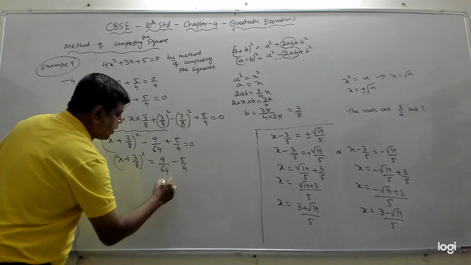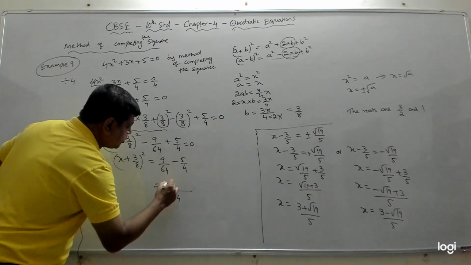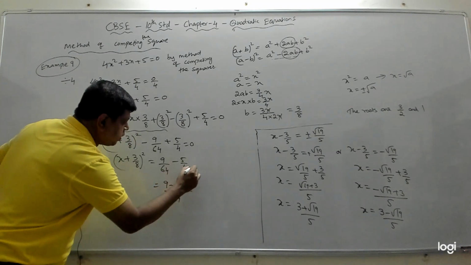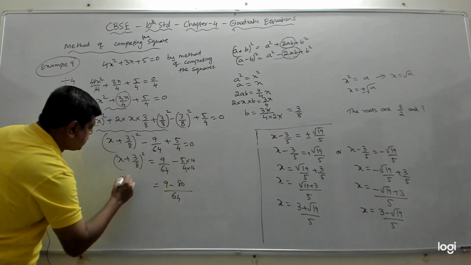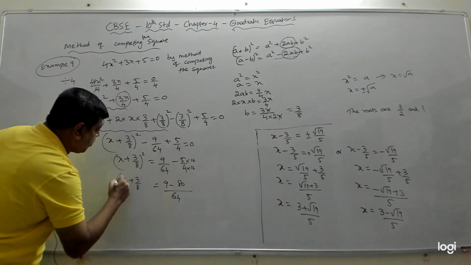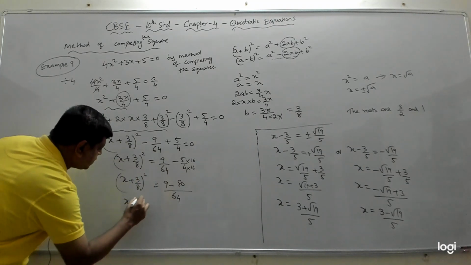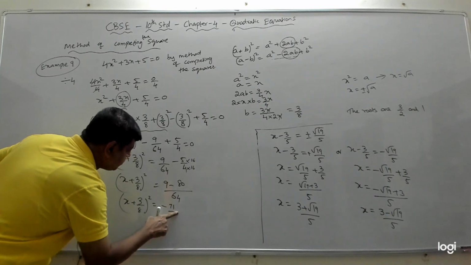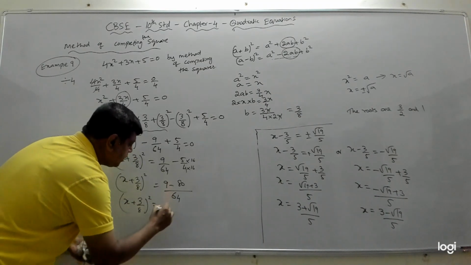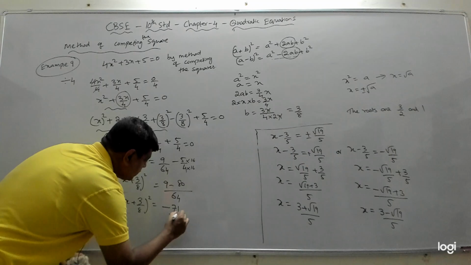Now we should add the fractions. 64 is the LCM. So 9 minus, this is 4 into 16 is 64, so 5 into 16, which is 80. And this will be (x + 3/8) the whole square. So which means (x + 3/8) the whole square is equal to minus 71 by 64. Because 9 minus 80 is minus 71 by 64.